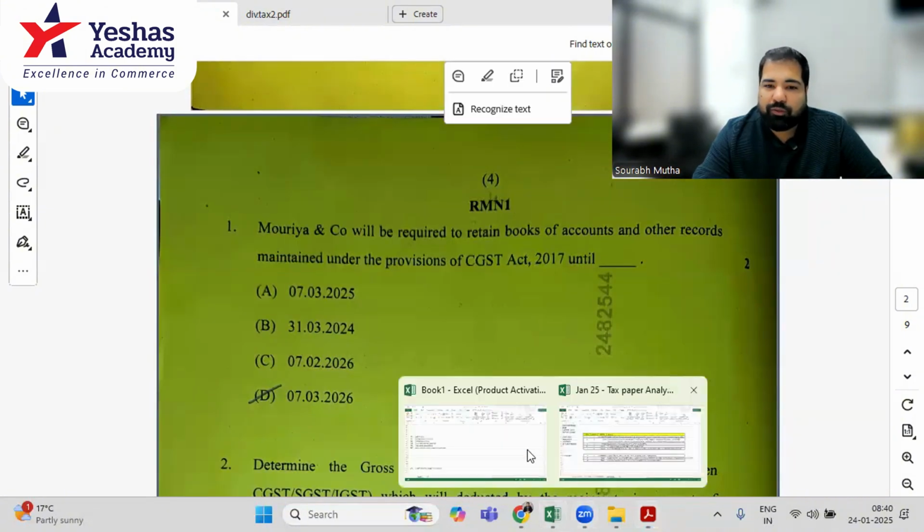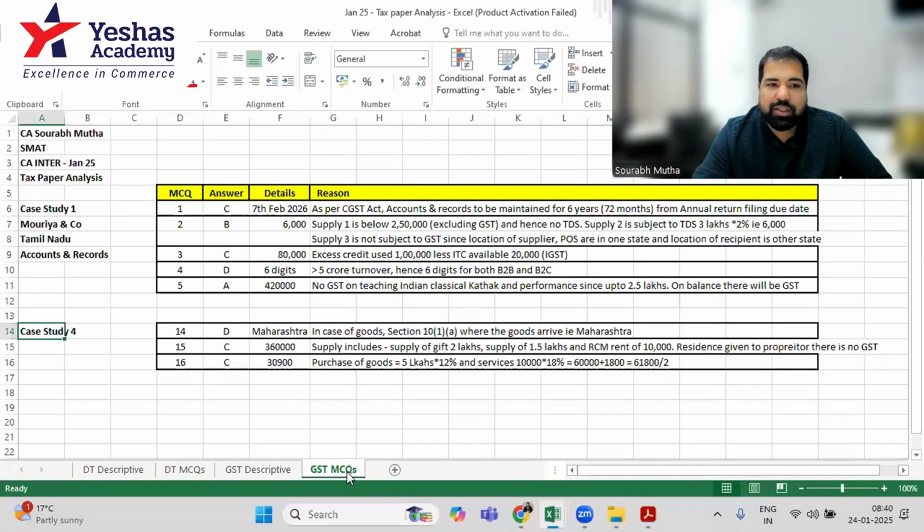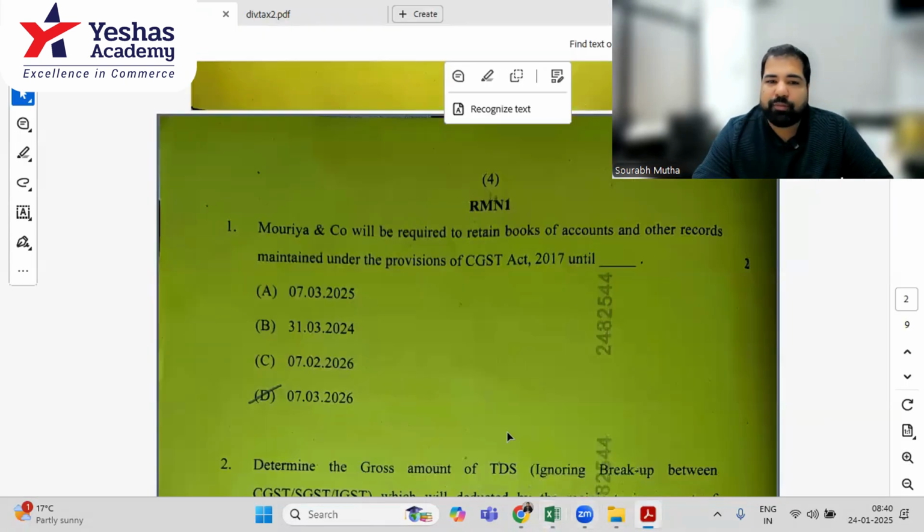I'll show you what I have done here. I have solved these GST MCQs. I've given the answer also, 7th Feb 2026, as per GST, accounts and records are to be maintained for 6 years, 72 months from the annual return filing due date. Yes, so you can have a look at this document as well.